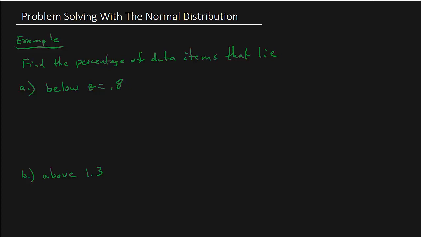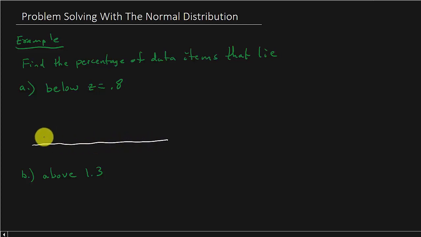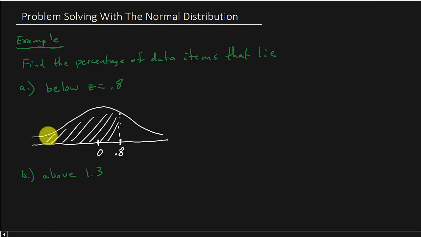All right, so let's go ahead and get started. It says find the percentage of data items that lie below Z equal 0.8. Whenever you're working these, draw the picture. So we've got our normal distribution, and we know that these are Z-scores. So we're on the standard normal curve where the mean is 0 and the standard deviation is 1. And so the 0.8 would fall here, and we're looking for the area below. So it's this area right here.